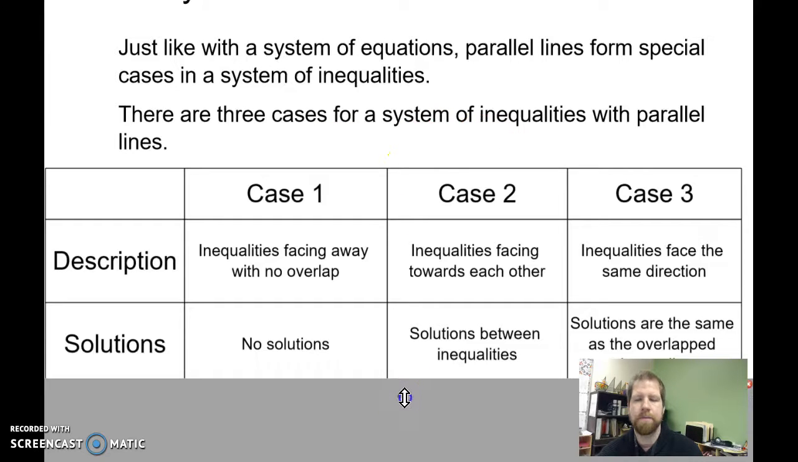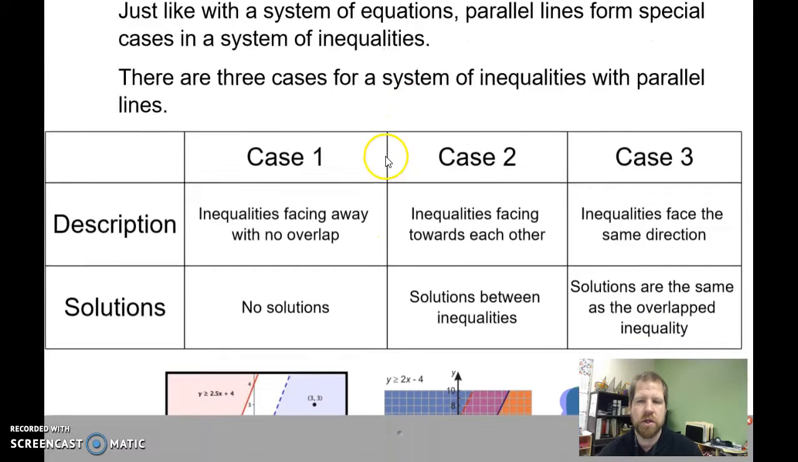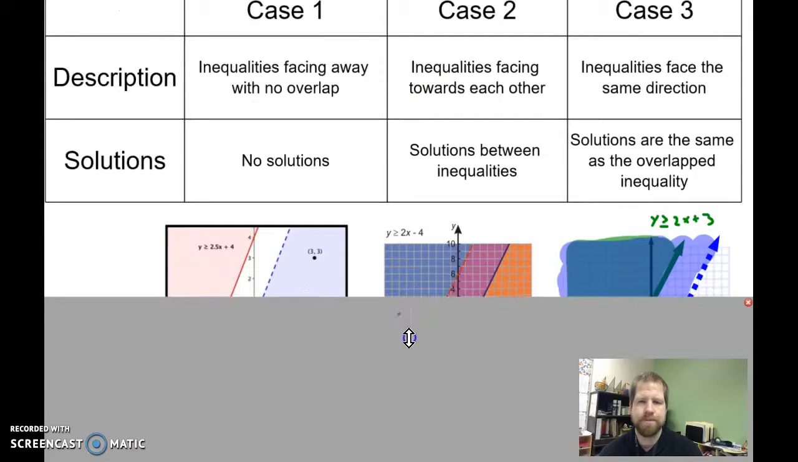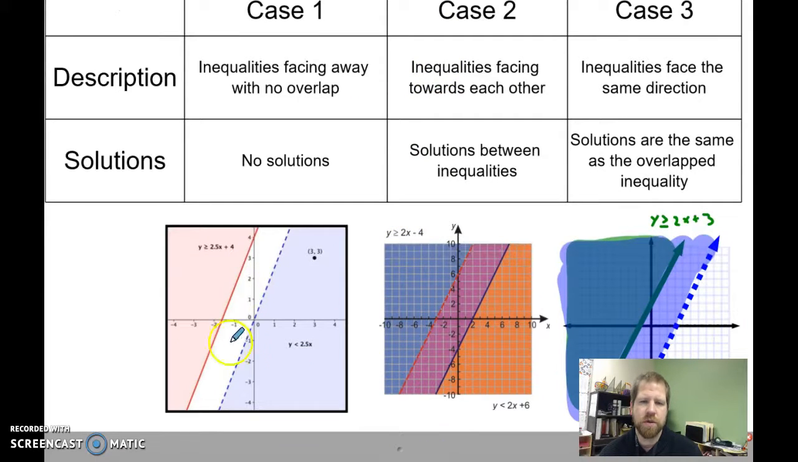However, they all start with parallel lines. So if you are looking at a system of inequalities and you see that they've got parallel lines, you're going to know that it's going to be one of these 3 special cases. The first one is going to have inequalities that face away and so do not overlap.